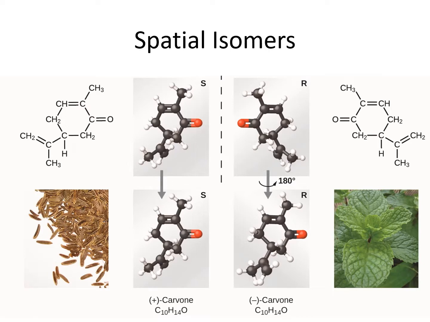Some molecules have the same elements in the same number with the same connections, but are still considered different molecules because of the way the atoms are pointing in three-dimensional space. Molecules like these are called spatial isomers. You will learn more about them in organic chemistry.